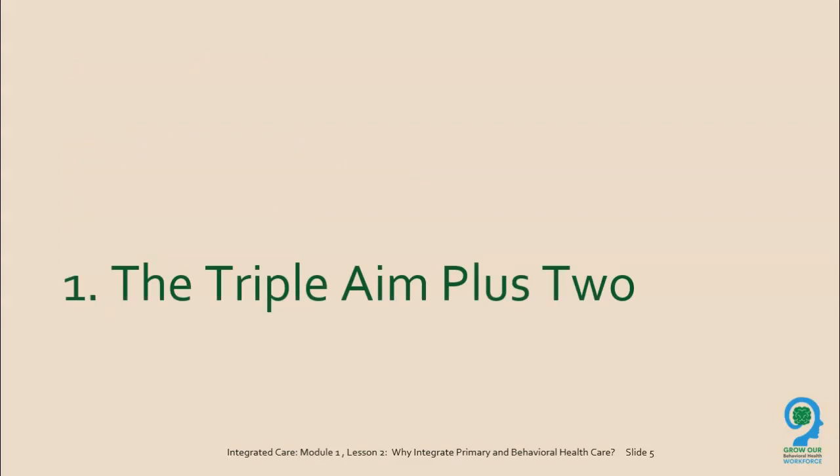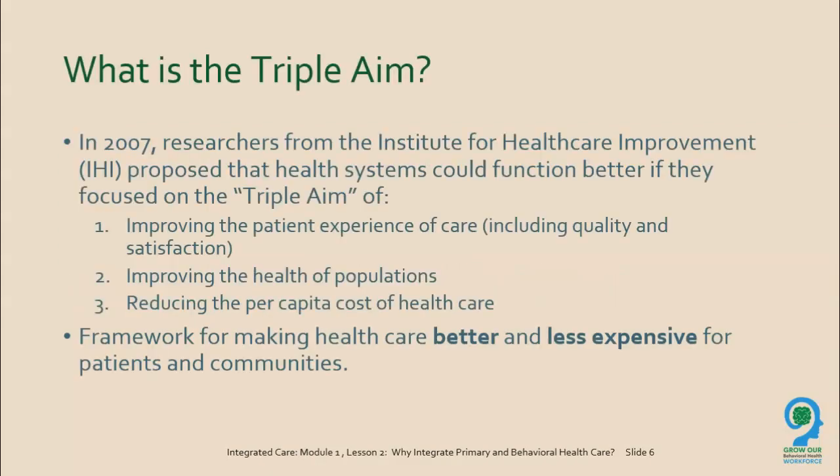Part 1. The triple aim plus 2. What is the triple aim? In 2007, researchers from the Institute for Healthcare Improvement proposed that health systems could function better if they focused on 3 different things, and they called this the triple aim of improving the patient experience of care, which included both quality and satisfaction, improving the health of populations, and reducing the per capita cost of health care.